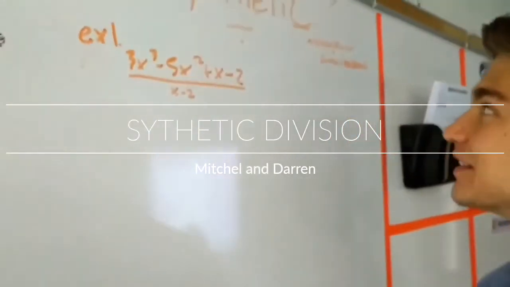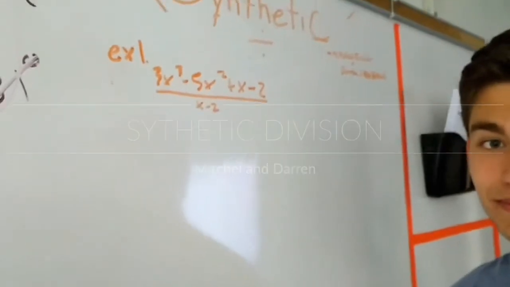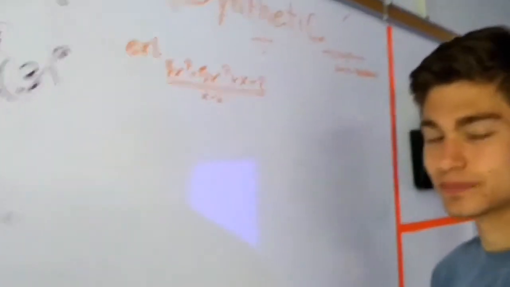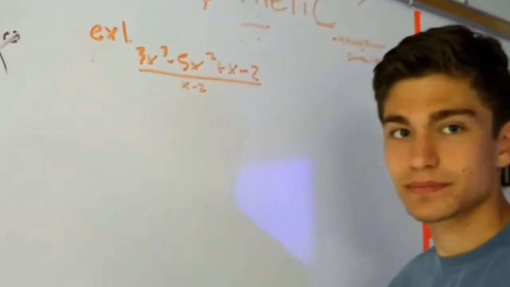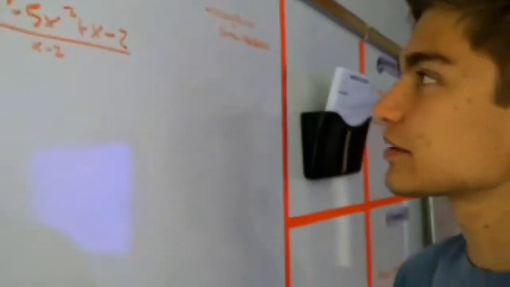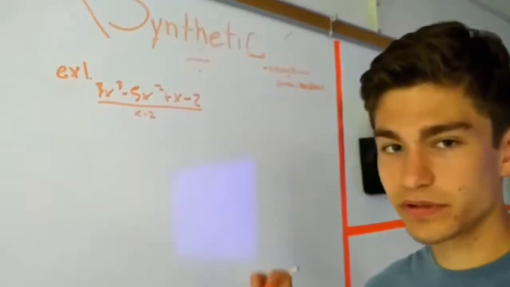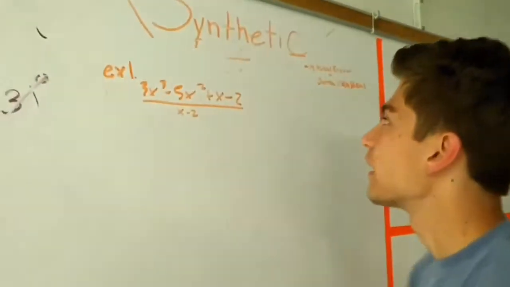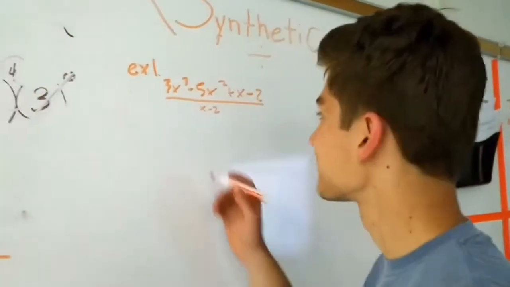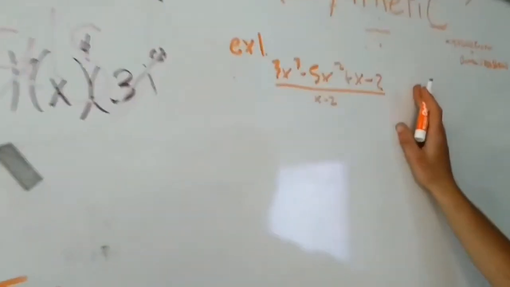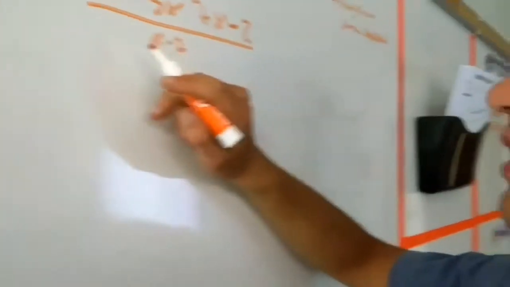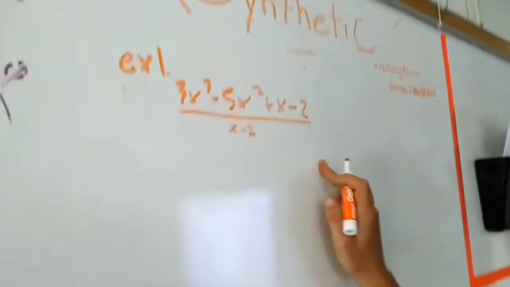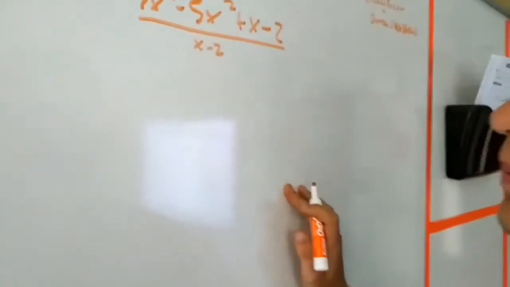Alright, synthetic division is very helpful. It can decrease the amount of time it takes to complete polynomial division, but it only works when dividing by a linear factor like this. It's kind of like a shortcut method to using normal division on polynomial equations. So here's an example. One question you could receive is something that looks like a polynomial divided by something like x minus 2.